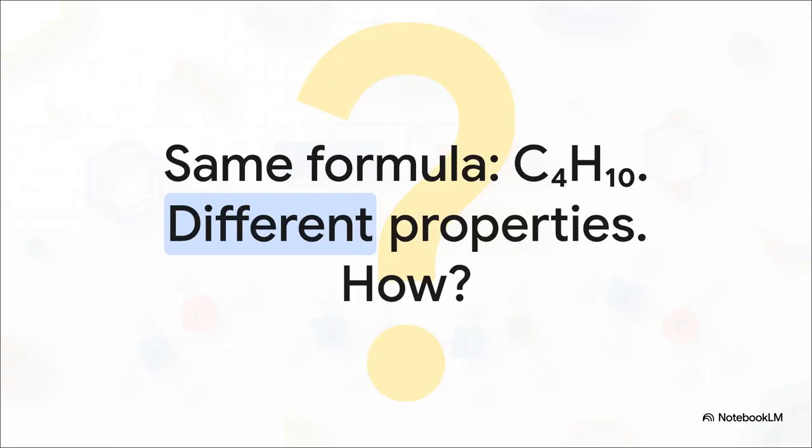So let's kick things off with a little puzzle. Look at this molecular formula, C4H10. Simple enough, right? But here's the thing. This formula can actually describe two totally different compounds. One of them boils at minus 0.5 degrees Celsius, but the other boils way colder, at minus 11.7. So if they're built from the exact same atoms, 4 carbons, 10 hydrogens, how on earth can they be so different? Well, the answer is isomerism.